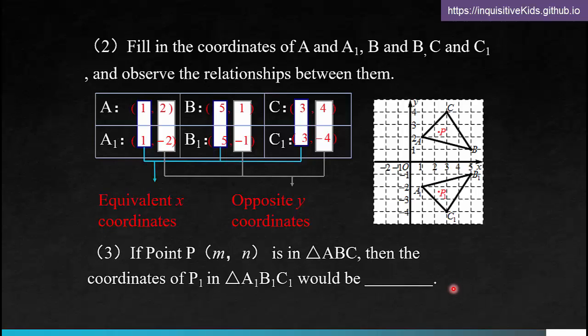If point P, with coordinates (M, N), is in triangle ABC, then what would the coordinates of P1, which is in triangle A1B1C1, be? Well, according to the patterns we just discovered, since P and P1 are in triangles ABC and A1B1C1, they must be symmetrical about the x-axis, meaning that M would stay M, but N would become negative N, since the y coordinates have to be opposite.